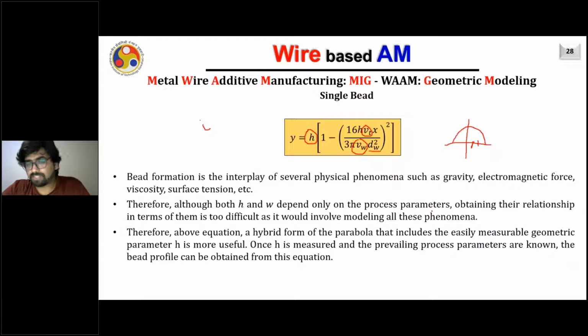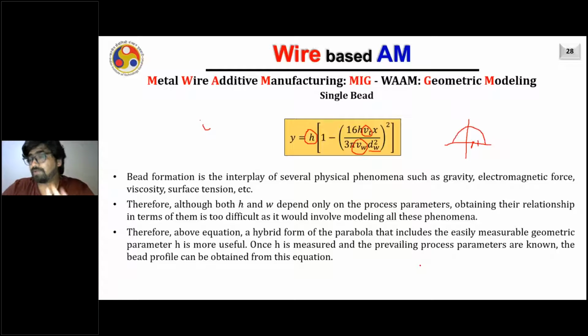Again, I have mentioned that this is a very crude assumption, that we are assuming a parabola for the bead shape. It can be anything. It can be some other polynomial also to represent the shape of the bead. It need not always be a parabola. That can be further explored, but this is the most simplified assumption, and it really works.